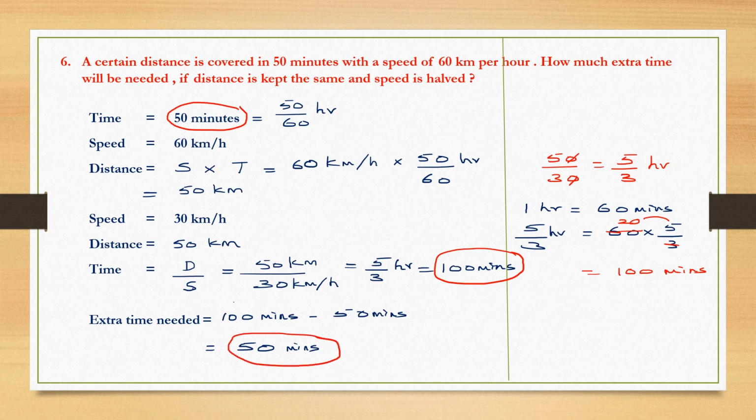So let's go to the last part of the question again. How much extra time will be needed if distance is kept the same and speed is half? Extra time needed is 50 minutes.